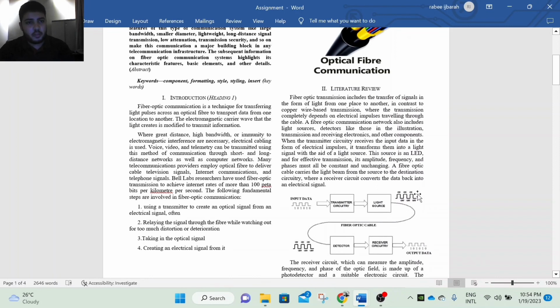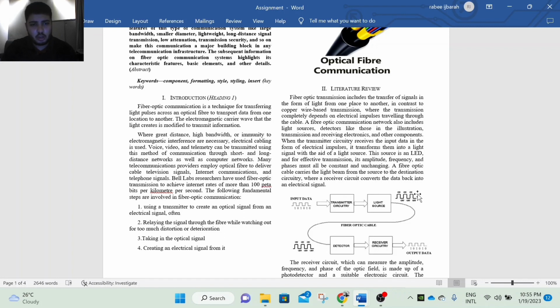In the introduction, fiber optic communication is a technique for transferring light pulses across an optical fiber to transport data from one location to another. The electromagnetic carrier wave that the light creates is modified to transmit information, where great distance, high bandwidth, or immunity to electromagnetic interference are necessary. Otherwise, electrical cabling is used. Voice, video, and telemetry can be transmitted using this method of communication through short and long distance networks, as well as computer networks.